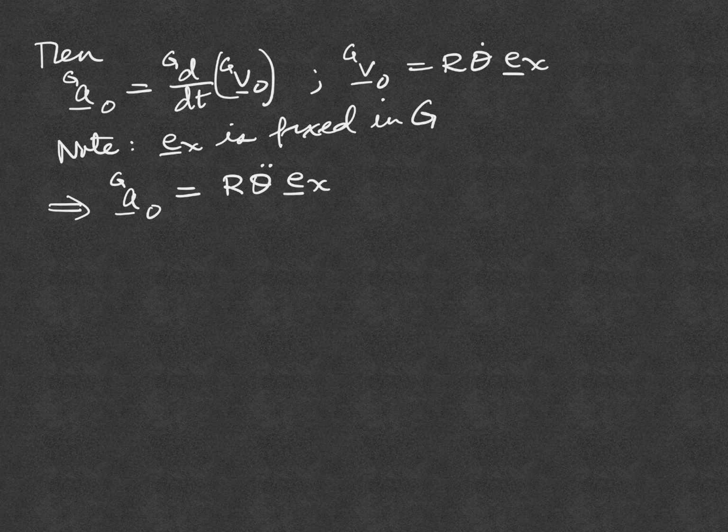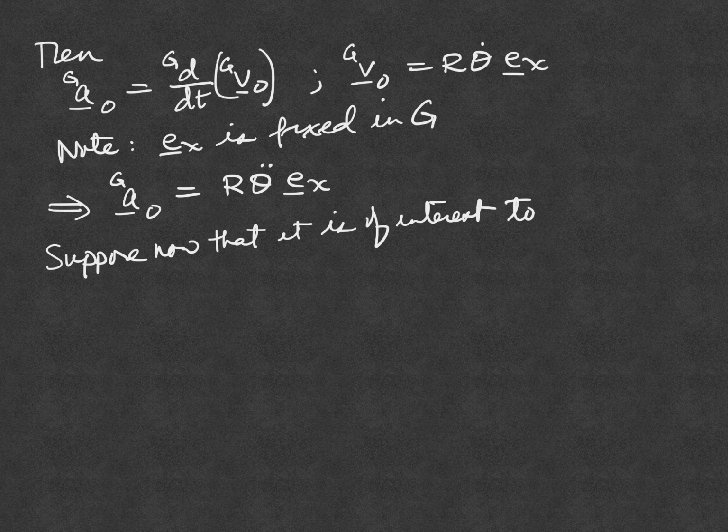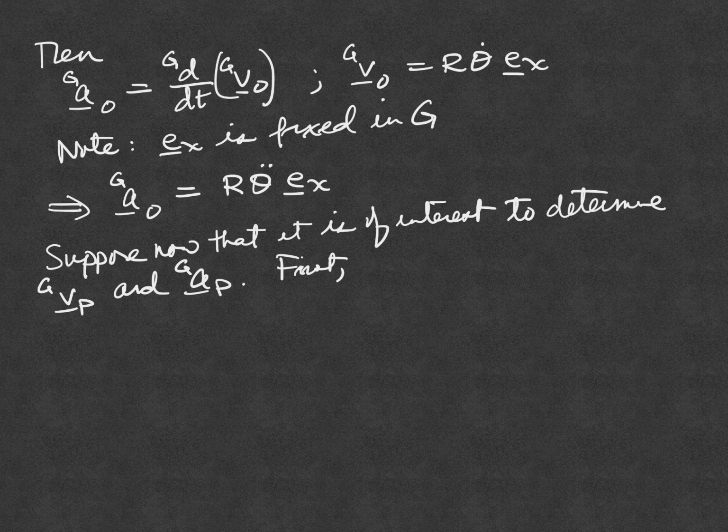Now the last thing is to compute the velocity and acceleration of P, and we can do that now using two points fixed in a rigid body. So suppose now that it is of interest to compute the velocity of point P in G and the acceleration of point P in G. Well, we know the velocity of P relative to O in G, because P and O are fixed in the disk. So P and O are fixed in D.